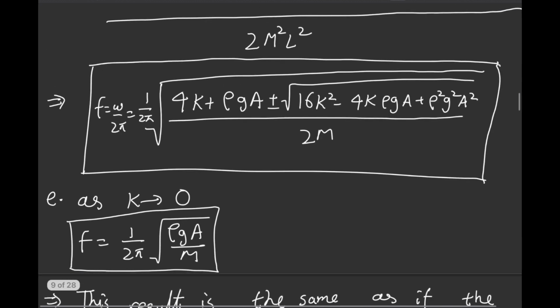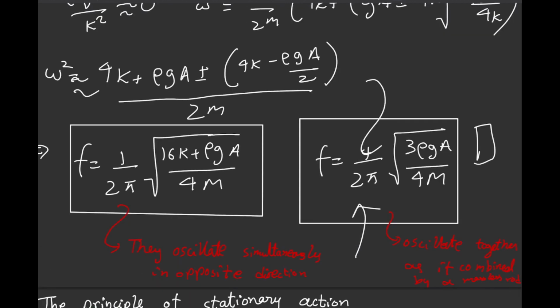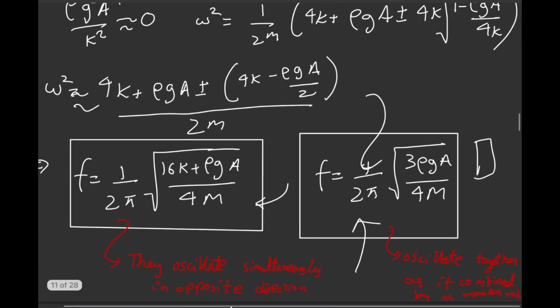So either the frequency is 1 by 2 pi root rho g a by m, which is the same as the massless inelastic rod. And the first equation's physical significance is that it gives you the same frequency as if they were oscillating simultaneously in opposite directions.